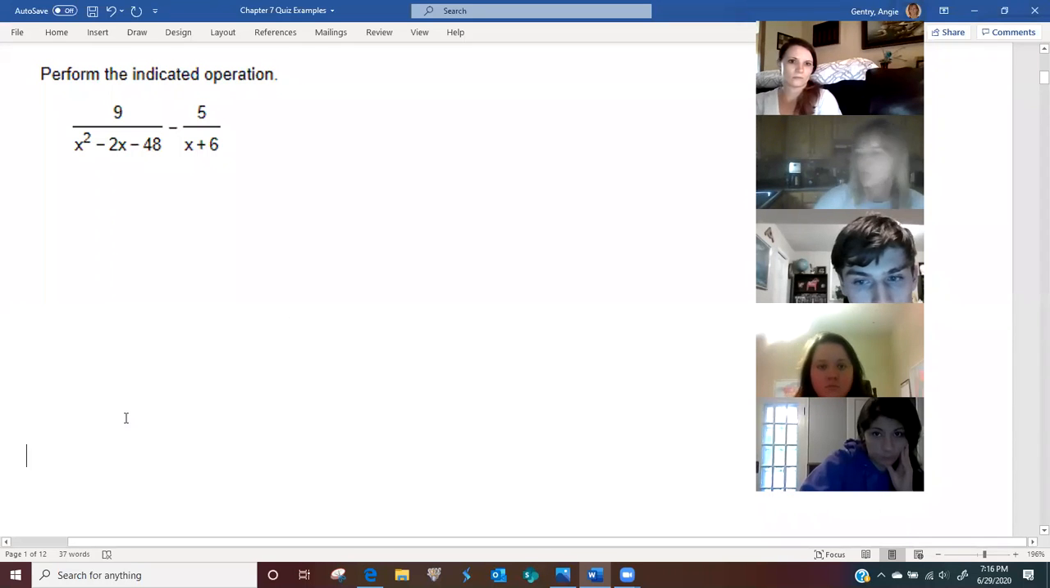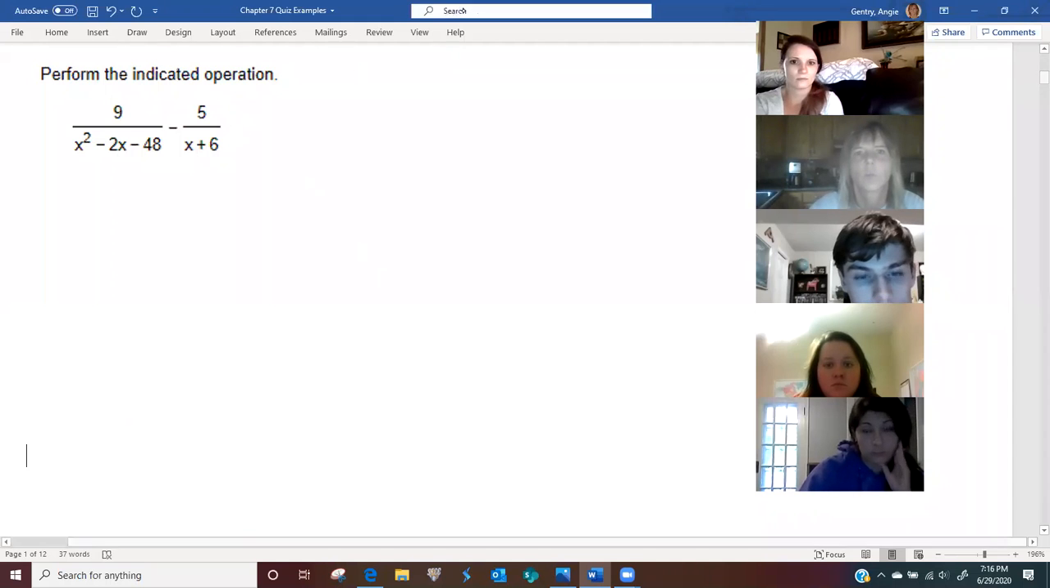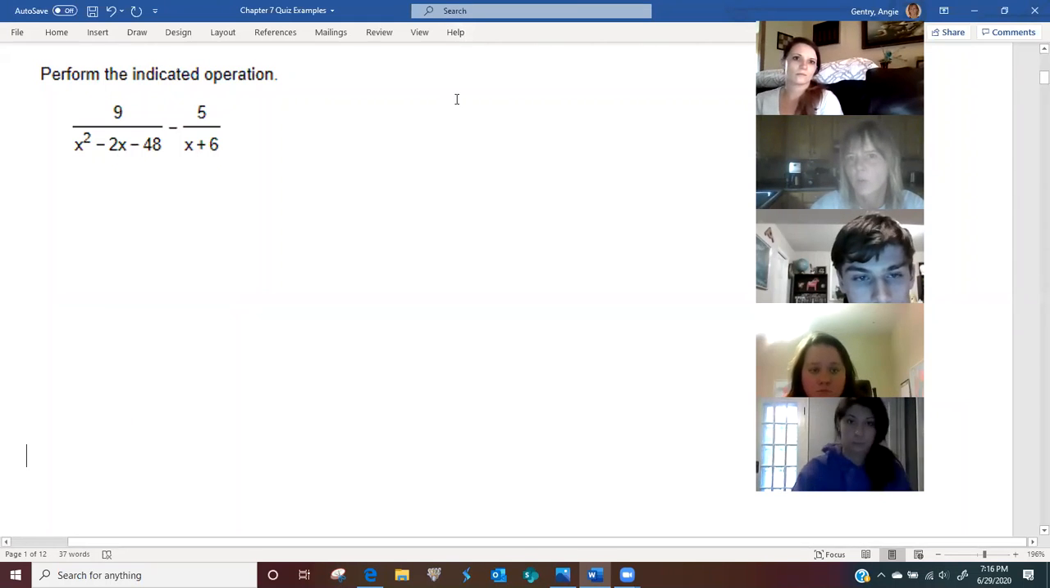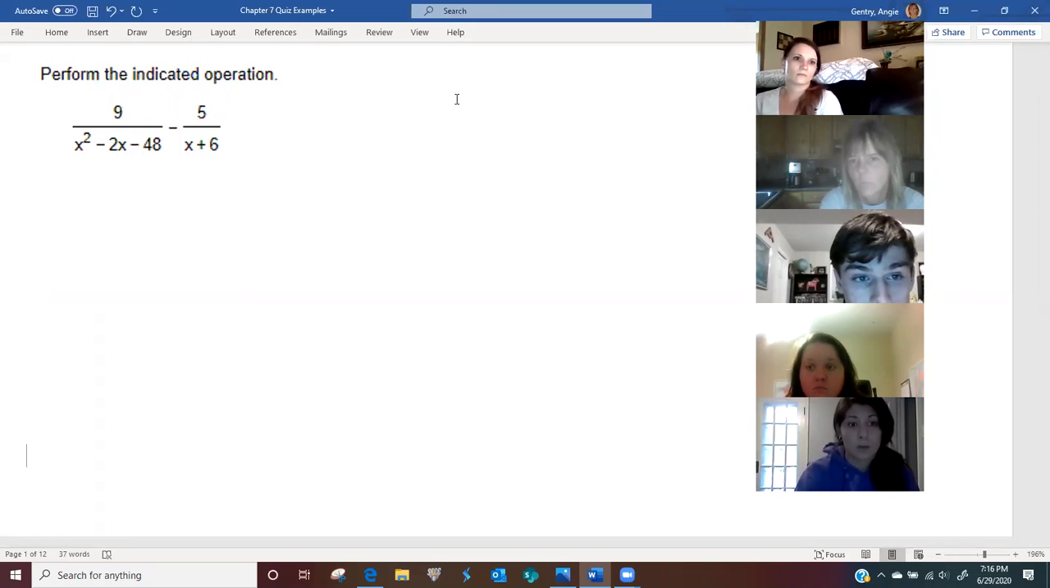So this is subtracting rational expressions. Is this something you want to do right now, or do you want to do 1 over 7, 1 or 7, 2? I'm good with either. Okay.